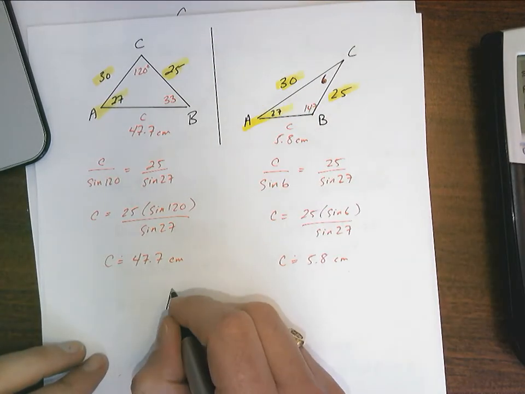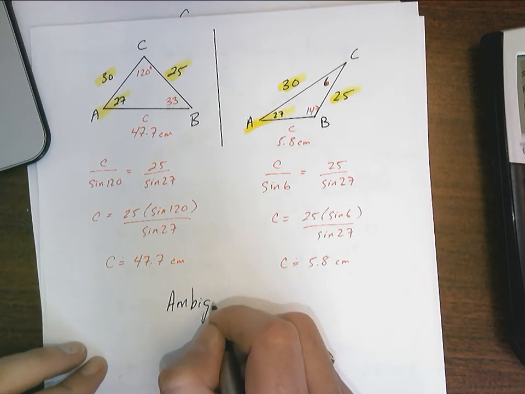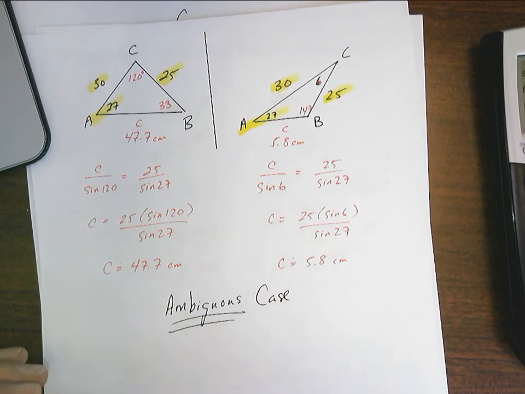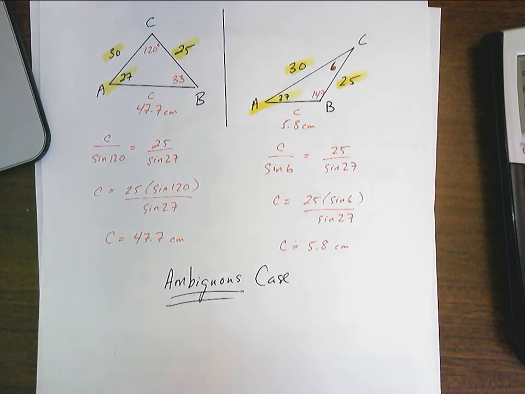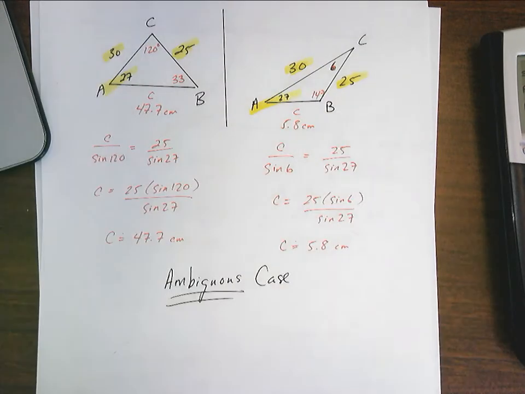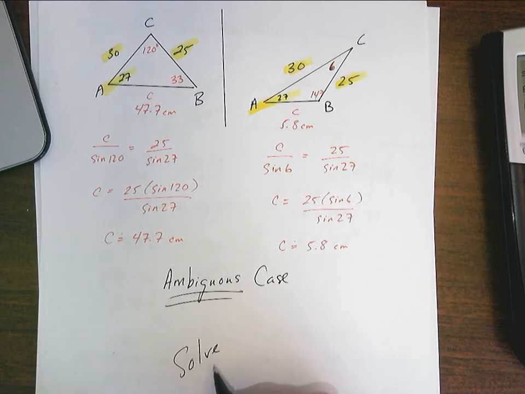which is why we call this the ambiguous case. Ambiguous means unknown, questionable, not terribly sure. We don't know which one of these triangles they mean when they give us these three pieces of information. So your duty is to solve for both.